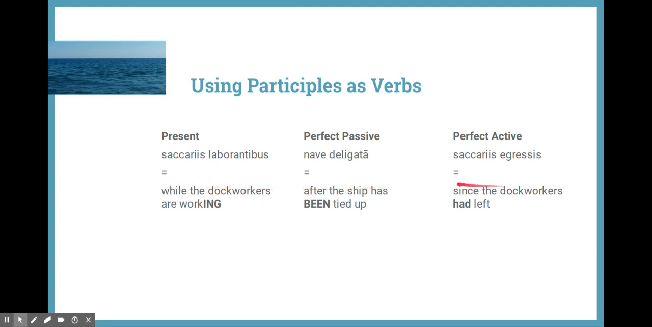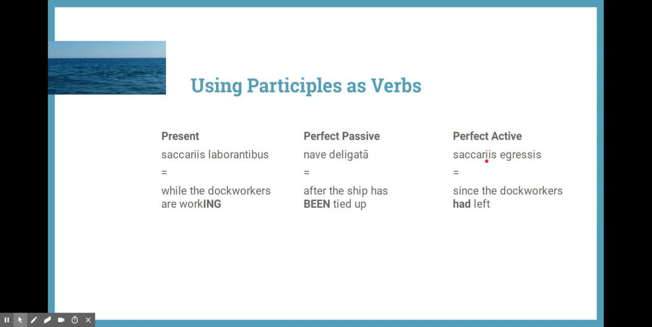All three translations start with SWAB. This one is while, this one is after, this one is since. All three translations feature the noun that's in the ablative absolute phrase first, and then feature the participle afterwards, because the participle is really being used as a basic verb form.